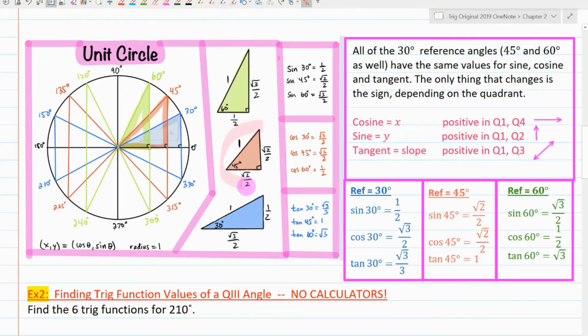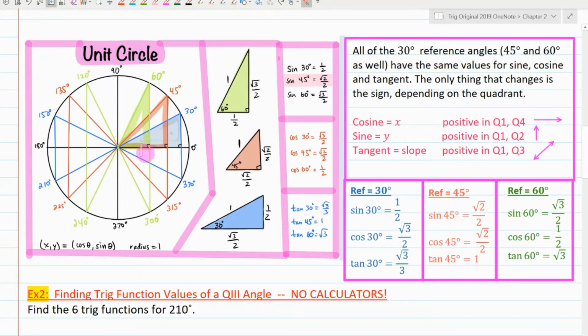When you get to the 45, those are the easiest kind. At the 45-degree reference angle, both cosine and sine are radical 2 over 2. The legs are exactly the same length, and the legs represent sine and cosine. So those are the ones you don't have to worry about as much because they have the same answer. The only thing you have to worry about is if it's positive or negative.